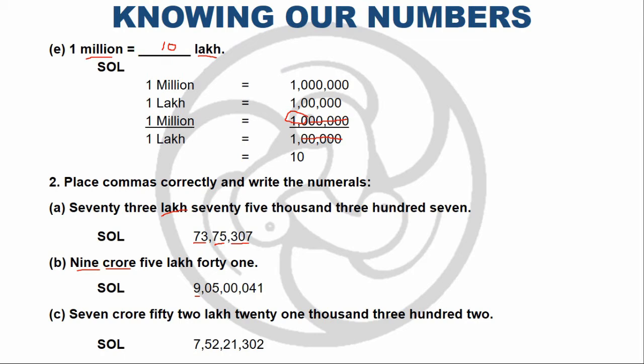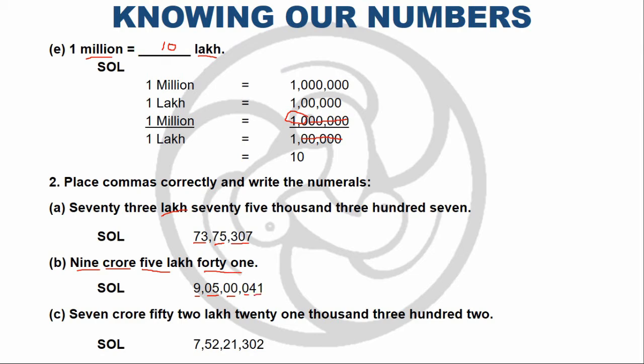How many lakhs are given here? 5 lakhs. That can be written as 05, because there is no 10 lakhs. After lakh there is no 1000, so you put 2 zeros, and after the 2 zeros you put a comma. Again there is no 100, so you put another 0. Afterwards, what value do we have? 41, which is written as 41.